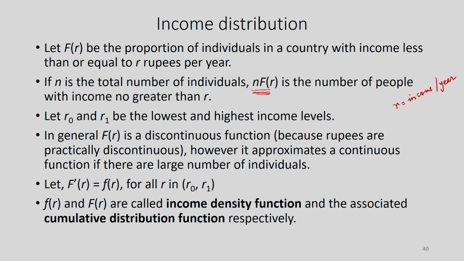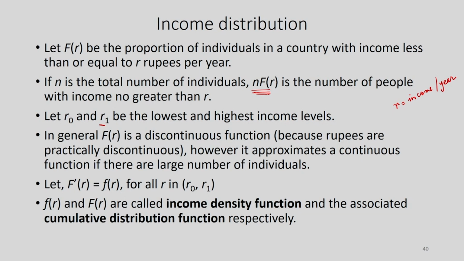Thirdly, let us suppose R0 and R1 are the lowest and the highest income levels, right? So we can imagine there is a minimum income level below which people don't earn. So that is R0. And at the other extreme, there could be a maximum or the highest income among all the income levels in a country. That highest income level, let us denote by R1. So all the incomes in the country will lie between these two extreme values, R0 and R1.